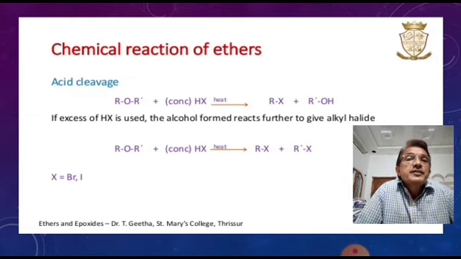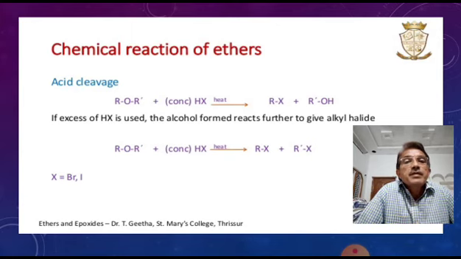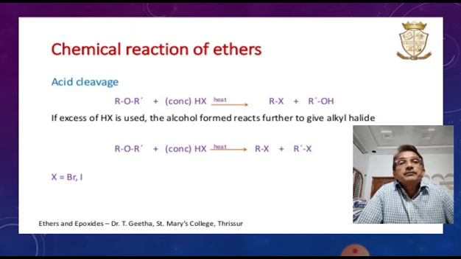Chemical reactions of ethers. Acid cleavage. An ether reacts with concentrated hydrogen halide to give alkyl halide and alcohol. If excess hydrogen halide is used, the alcohol formed reacts further to give alkyl halide. ROR' plus concentrated HX gives rise to RX plus R'X. X may be bromide or chloride.